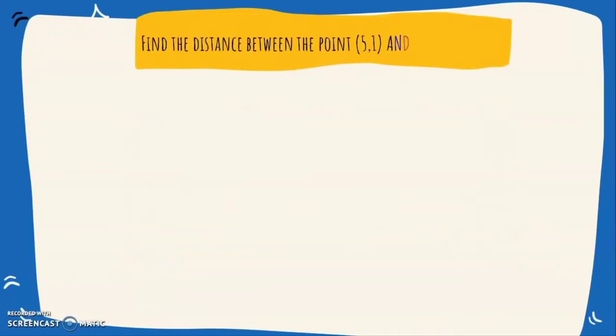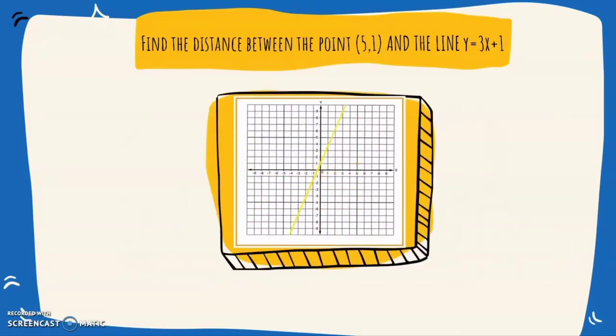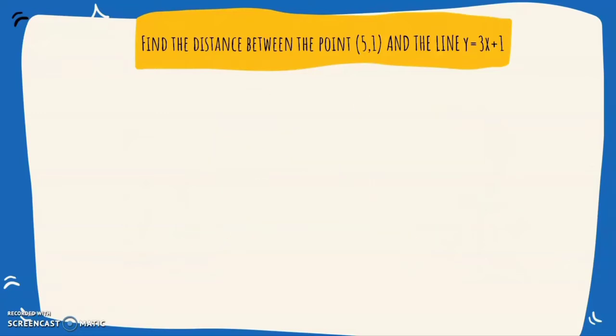Example number 2. Find the distance between the point 5, 1 and the line y equals 3x plus 1. In the graph, you can see a line in the form of ax plus by plus c equals 0 and the point here x, y. To find the distance, use the formula d equals the absolute value of ax1 plus by1 plus c over the square root of a squared plus b squared, where the point is 5, 1 and the line is y equals 3x plus 1. We first need to express the given line in standard form to distinguish a, b, and c.